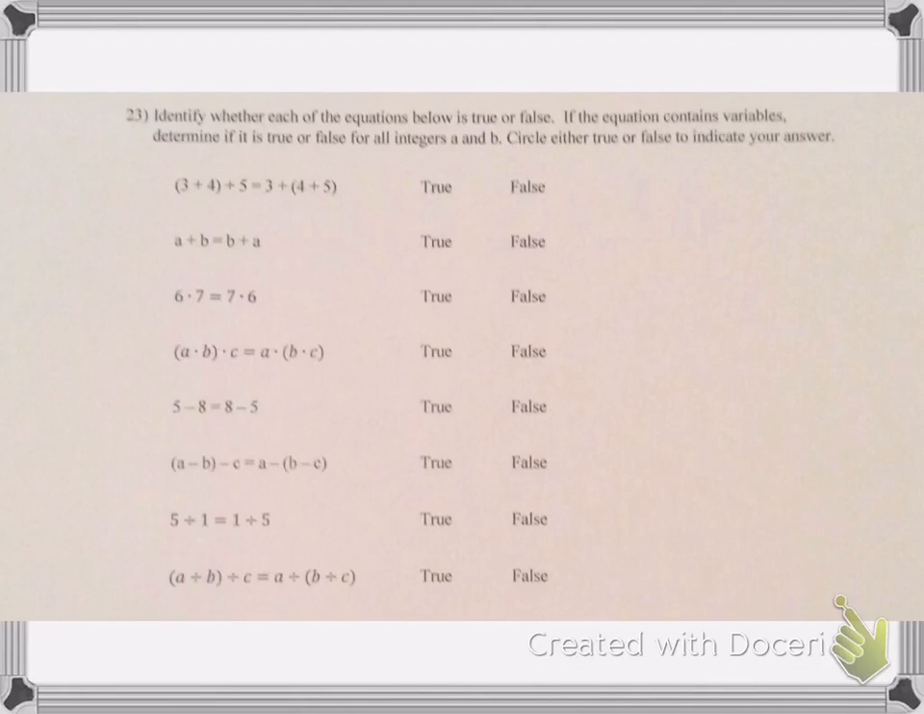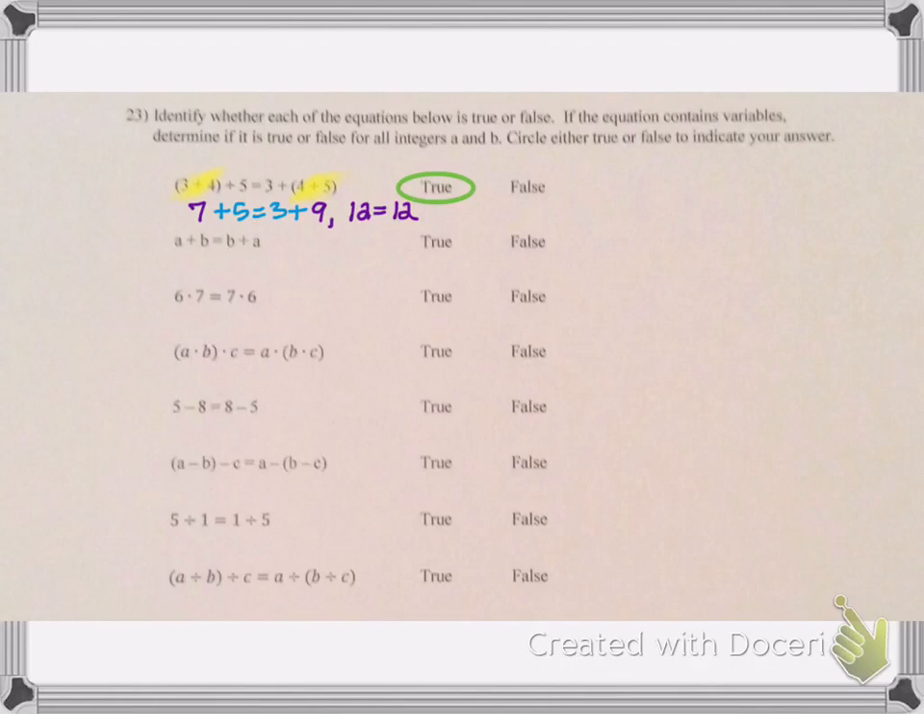To identify if this is true or false, I'm going to evaluate the expression on the left side and evaluate the expression on the right, and then determine if my expressions are equal to each other. We need to use order of operations and simplify inside the parentheses first. The left side gives us 7 plus 5, and the right side gives us 3 plus 9, which gives us 12 equals 12, which is true.